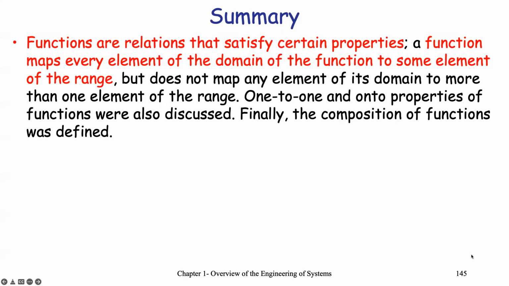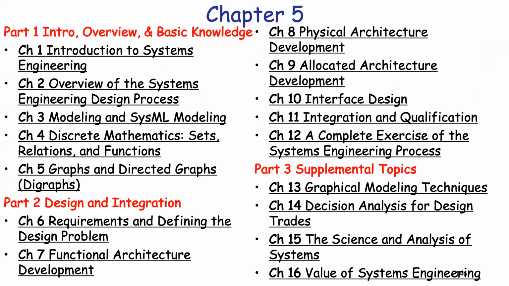And finally, to finish up with this last comment for this chapter, functions are relationships that satisfy certain properties. A function maps every element of the domain of the function to some element of the range. So every input maps to an output, but it does not map any element of its domain to more than one element of the range. One-to-one and onto properties of functions were also discussed. Finally, the composition of functions was defined. So that's it for this chapter, and thank you very much.